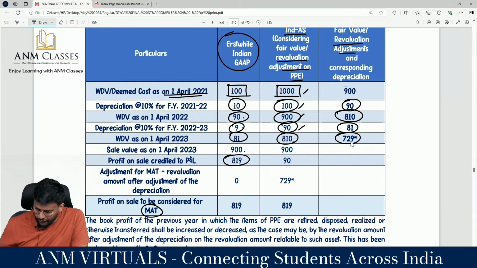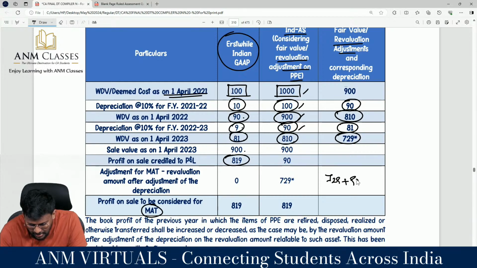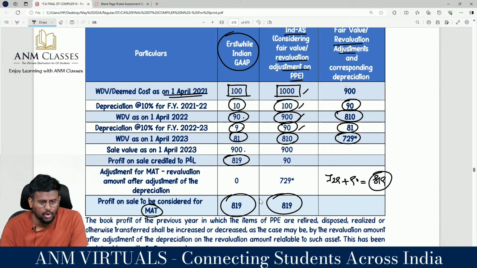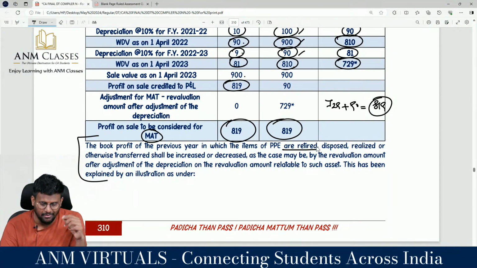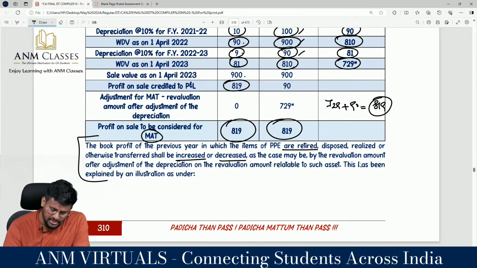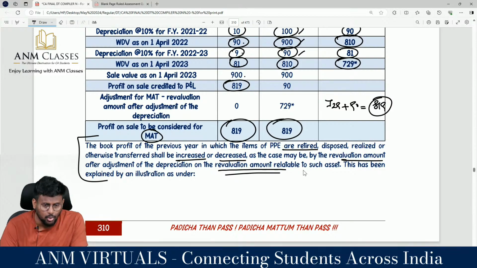What profit? Book profit. So 729 is the amount standing to the credit of the revaluation reserve, plus the actual profit shown in the books, 90. So 729 plus 90 gives 819. So whether you have revalued or not, the profit remains the same. So the book profit for the previous year in which the item of PPE is retired, disposed, realized or otherwise transferred shall be increased or decreased as the case may be by the revaluation amount after adjustment of the depreciation on account of revaluation relatable to such asset.